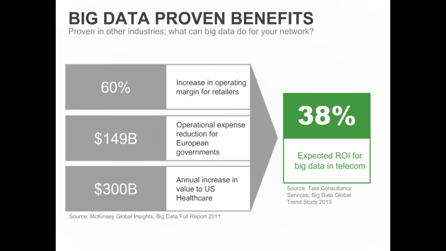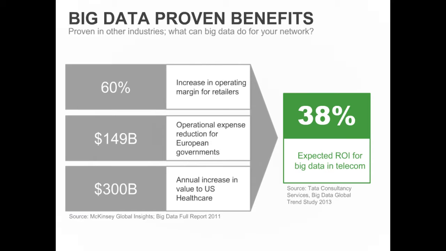So retailers are able to increase operating margins by 60% by getting a clear picture of their inventory and efficiency, staffing, budgeting, and things like that. And hundreds of billions in savings for government and healthcare are hard to argue with, and this is a great discussion that is going on today, as a matter of fact, if you read the newspapers.